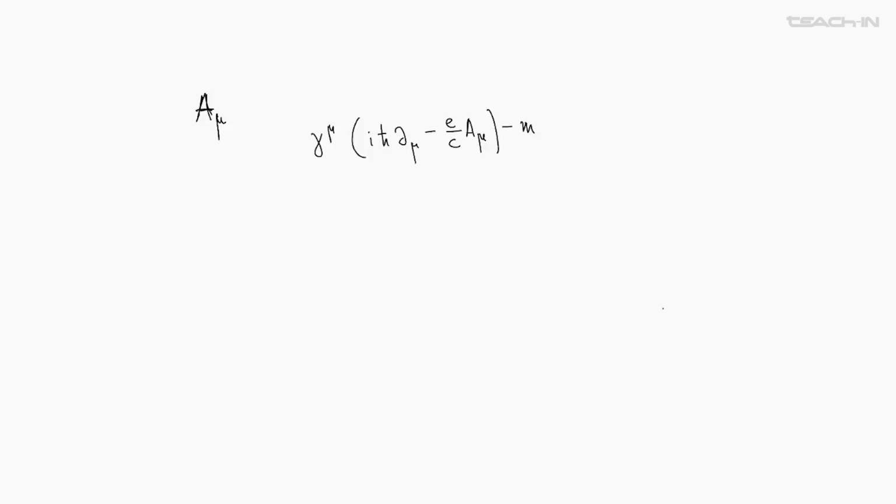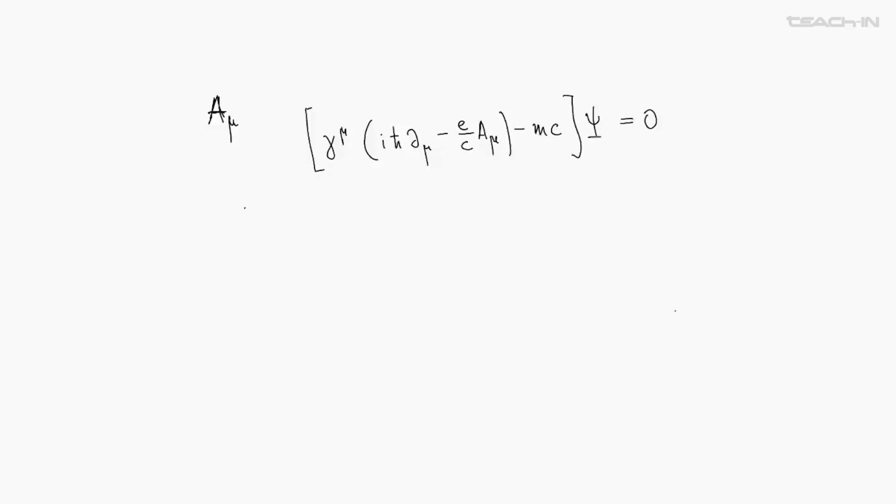So here I write this equation with all the physical constants. So you see h bar, the speed of light, and E here is the charge of our Dirac particle. So E is what we call the electric charge of a Dirac particle. And mass, as usual, is the mass.